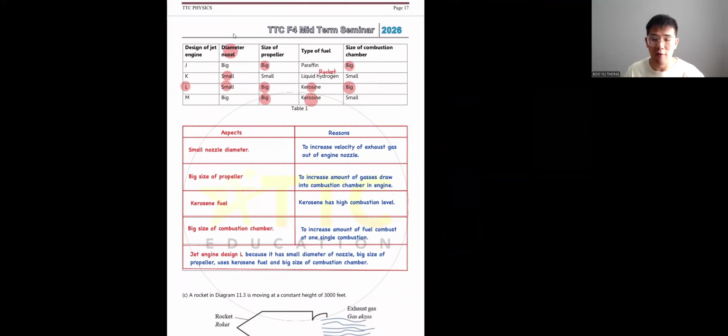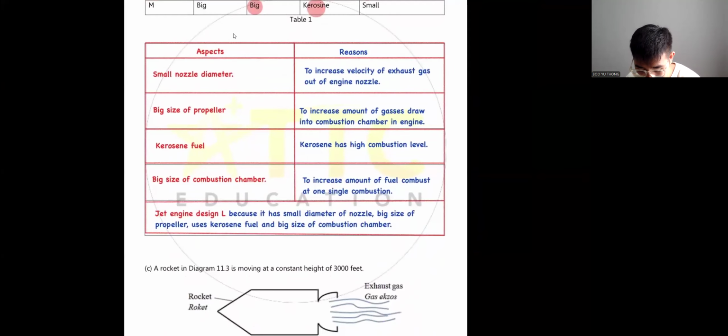questions. Okay, but of course 10 marks provided everything is correct. If you write something wrong also, the marks will be deducted. Okay, any questions until here? Before I continue to the next question? Nope. Okay, good. So make sure you guys get familiar with how to answer.